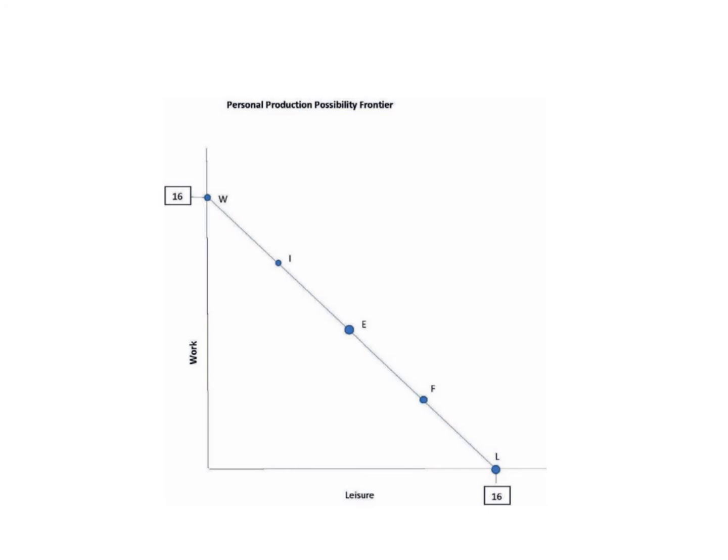The next application of the personal production possibility frontier re-examines the trade-off between work and leisure. Assume we start at point E as an even 8 hours of work per day, 8 hours of leisure per day. What is the opportunity cost of an additional hour of work? Well, it's less time to engage in personal leisure activities.